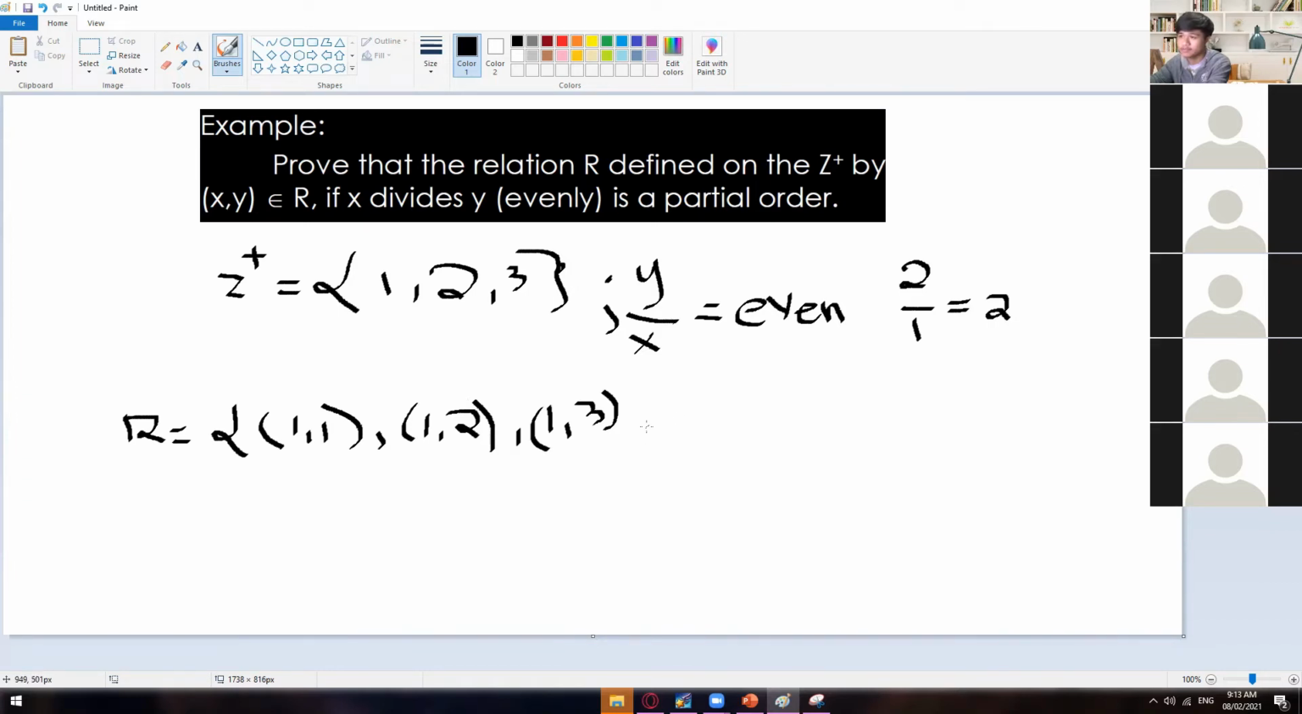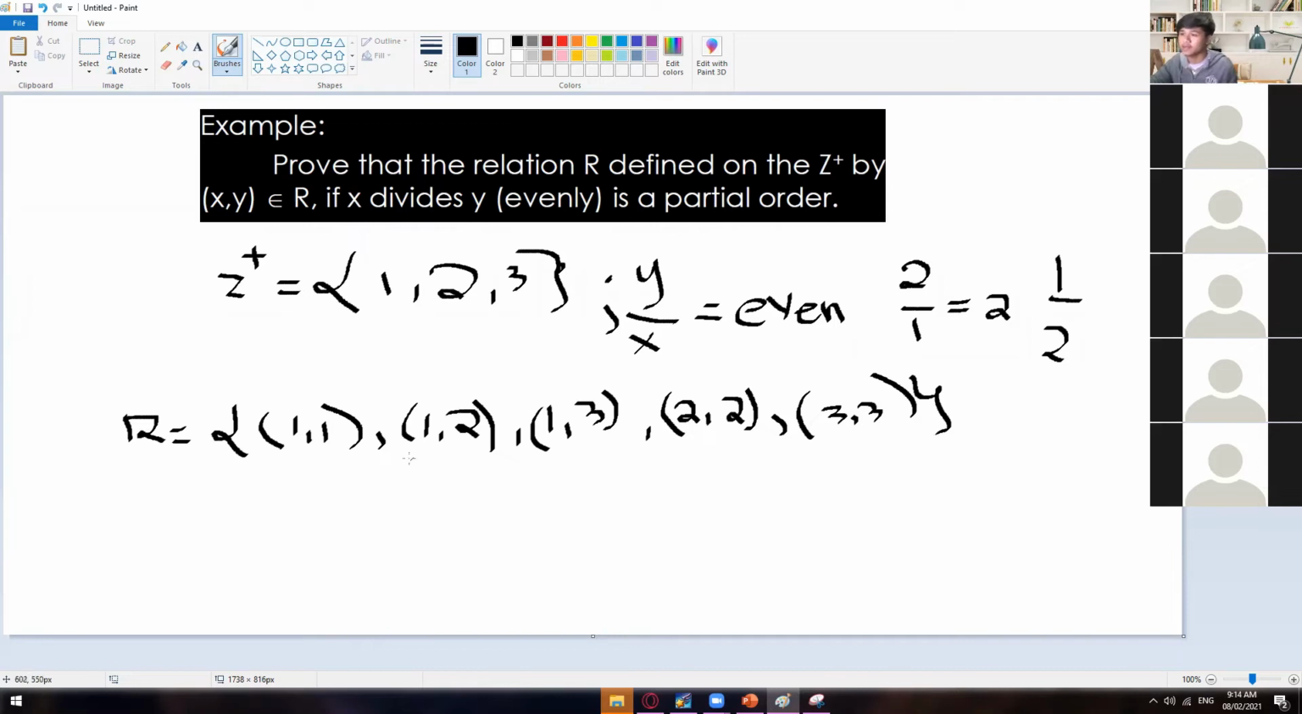How about (2,1)? No, because again, that will become 1 over 2. Okay. How about (2,2)? Yes. How about (2,3)? No. How about (3,1)? No. (3,2)? No. All right. How about (3,3)? Yes. All right. So we have now formed the relation set under this condition.